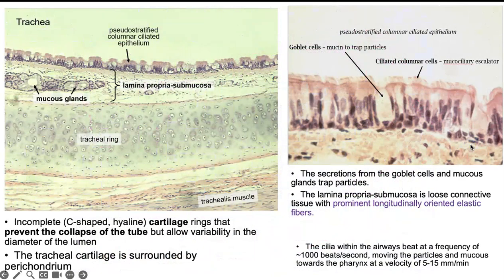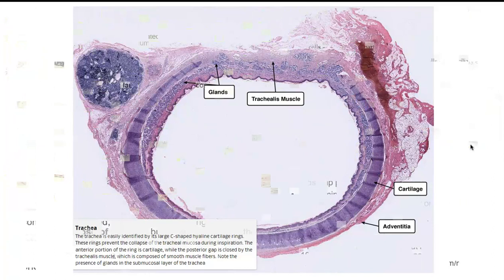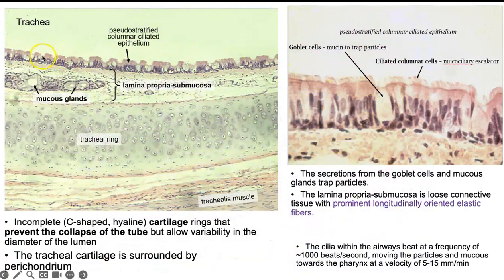If you look at this, you'll find here the typical pseudostratified columnar ciliated epithelium with goblet cells, and the lamina propria has blood vessels, and we have a mucus gland, which is important, right here. As we mentioned, why does the trachea have a C-shape? To prevent the collapse of the trachea and only allow variability in the diameter.